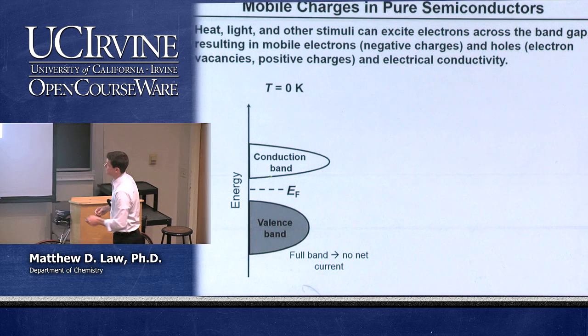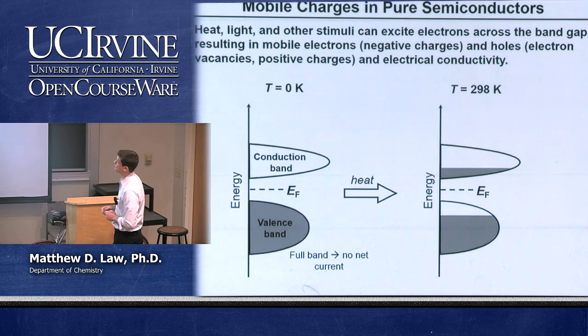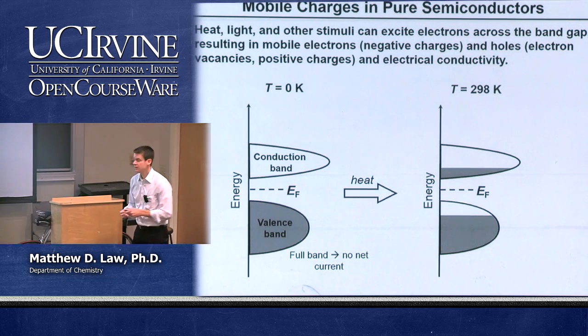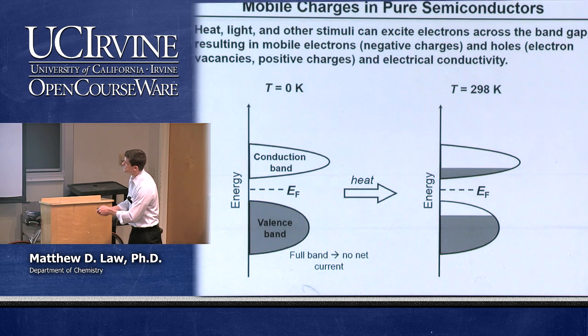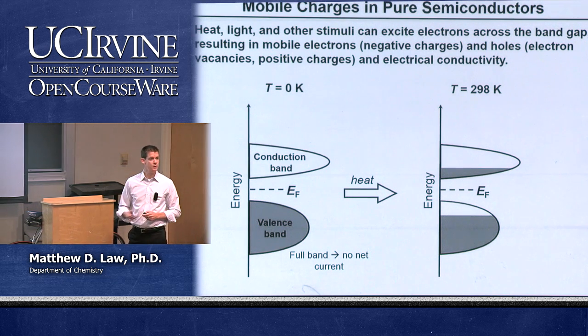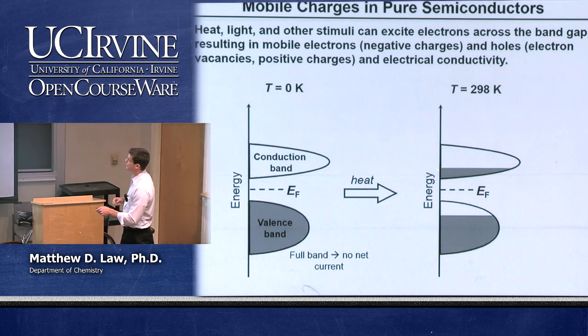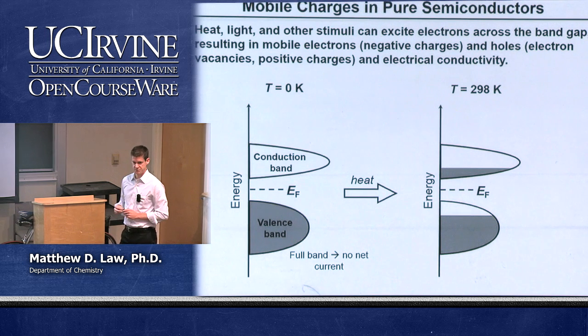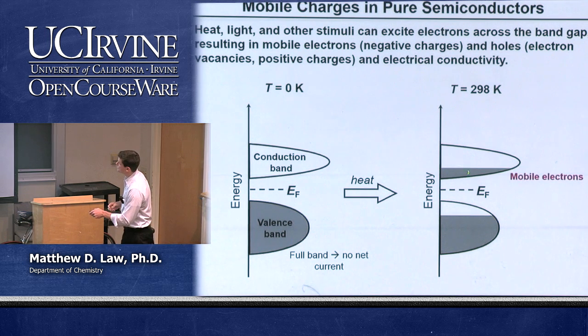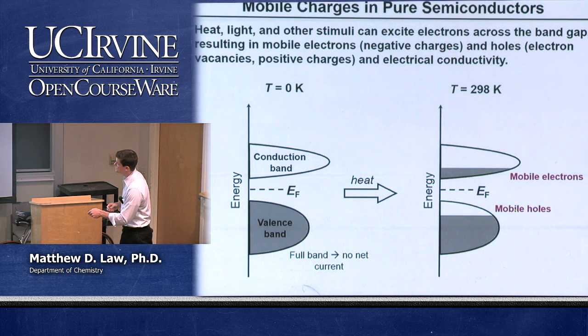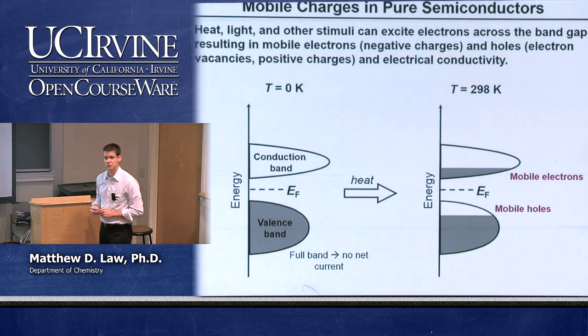So this is at 0 Kelvin. We don't have any electrons promoted. At room temperature, we have something like this. A sliver of the electrons at the top of the valence band, right at the top of the HOMO, get promoted across the gap, and they sit at the bottom of the LUMO levels. Okay? These electrons here are mobile, and these holes, these absences of electrons here, are also mobile.